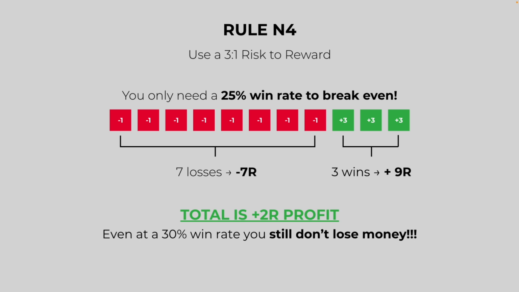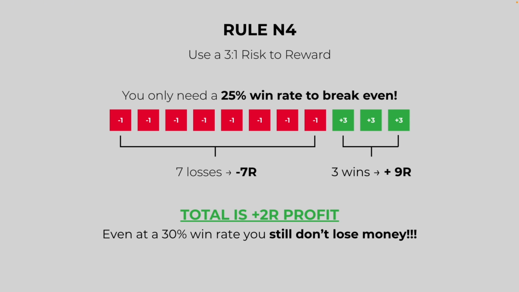Rule number 4 is to use a 3-to-1 risk to reward ratio. I have tested many different risk to reward ratios, like a 5-to-1, even a 10-to-1, but I found that the 3-to-1 is the most consistent. It is favorable on all sides. You need just a 25% win rate to break even. And if you only manage to have a 50% win rate, then you are still extremely profitable.